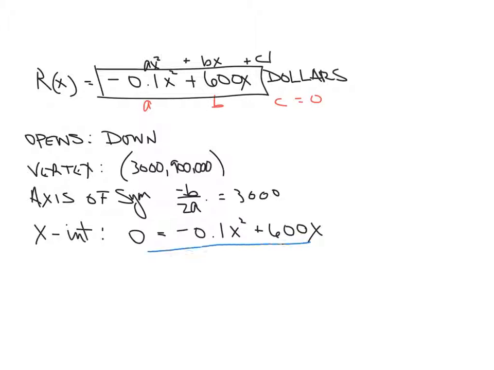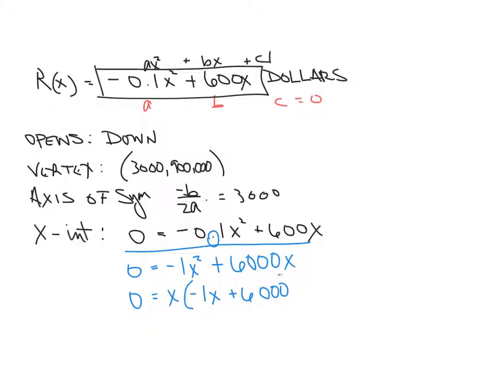So we've got this. I don't like having a decimal, so because this is in the tenths position, I'm going to multiply the whole thing by 10, and that will give me 0 equals negative 1x squared plus 6,000x instead of 600x if I multiply it by 10. That gets rid of the decimal here and makes life so much easier. I'm going to factor out an x, and I'm going to be left with negative 1x plus 6,000.